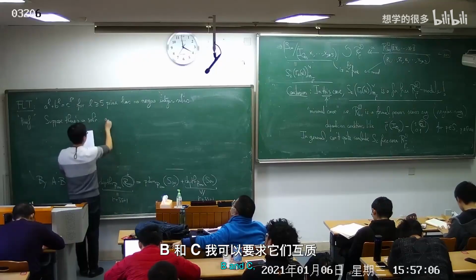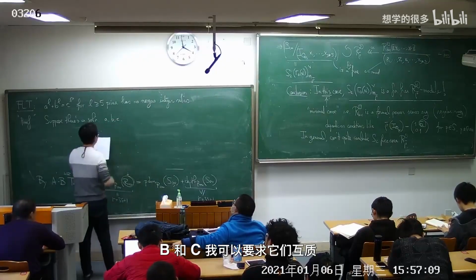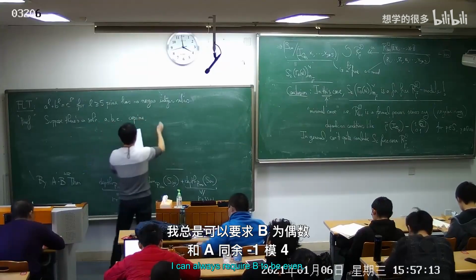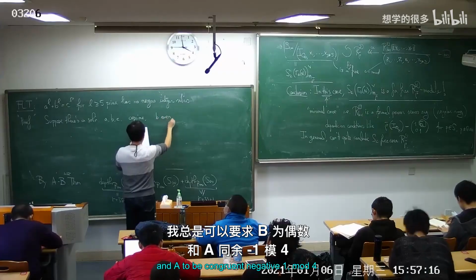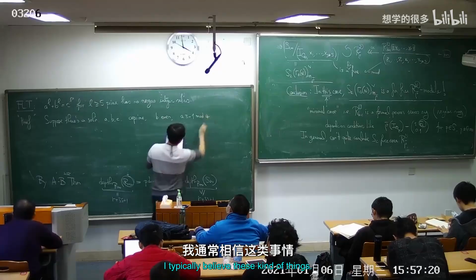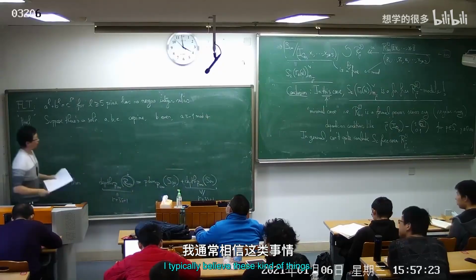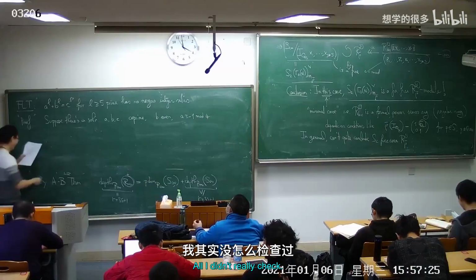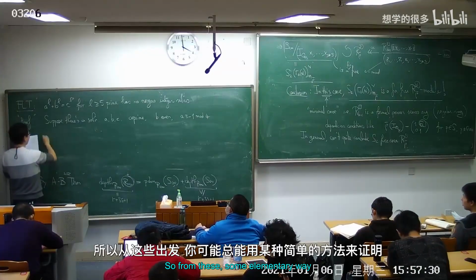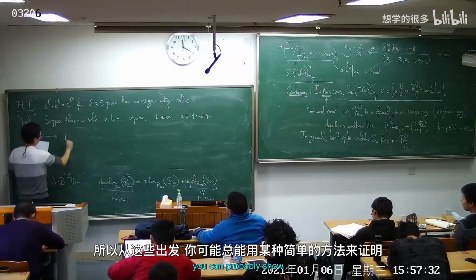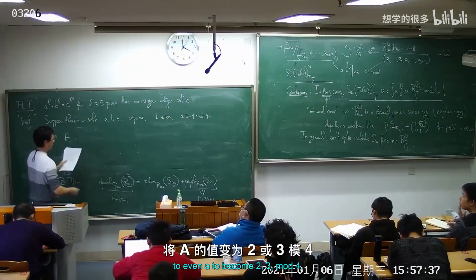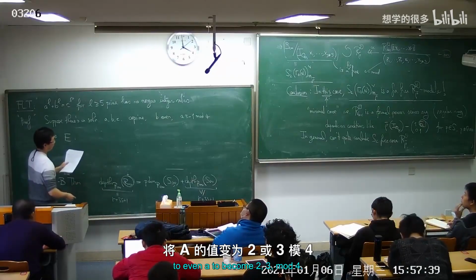say a, b, and c. I can require them to be coprime. There's no harm. I can always require b to be even, and a to be congruent to -1 mod 4. I typically believe these kinds of things, although I didn't really check. These are fine. So from these, in some elementary way you can probably show that, supposing there's a solution, you can make b even and a congruent to 3 mod 4.